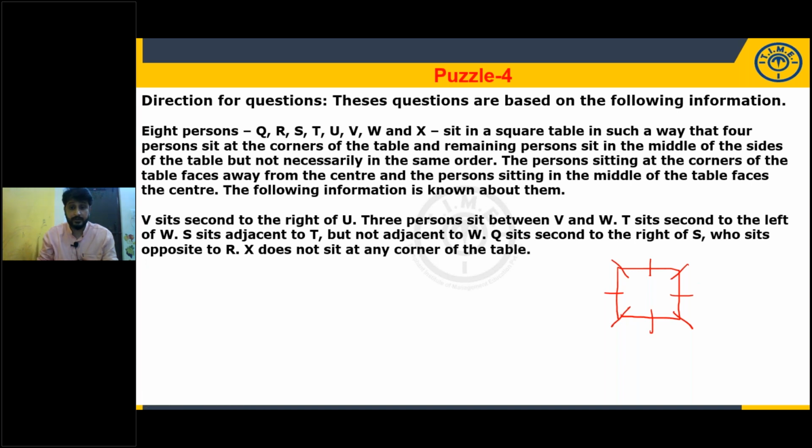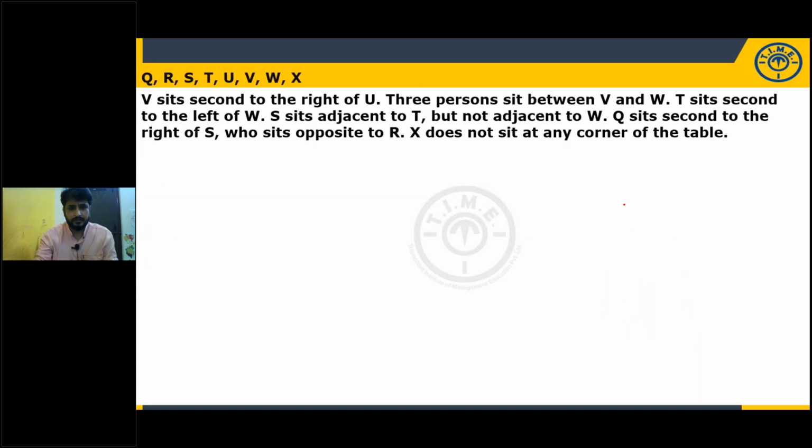What is also mentioned is that the persons sitting at the corners of the table face away from the center. So corners are facing away from the center. And the persons sitting in the middle of the sides face the center. So these people are facing towards the center. The following information is known about them. So let's solve it.